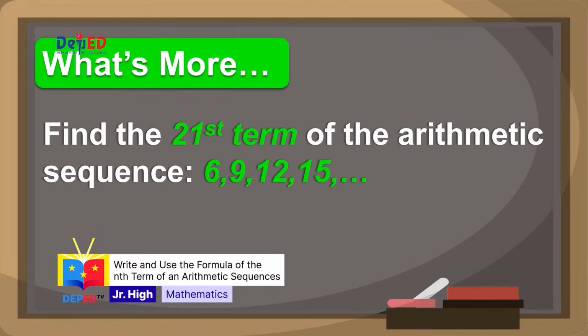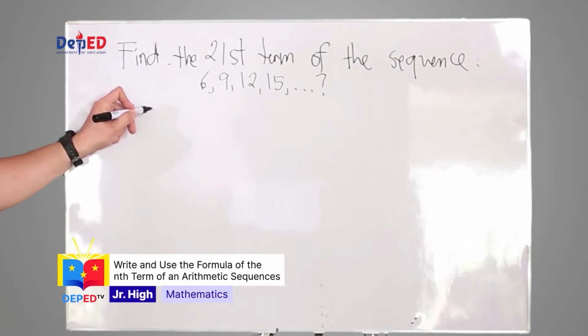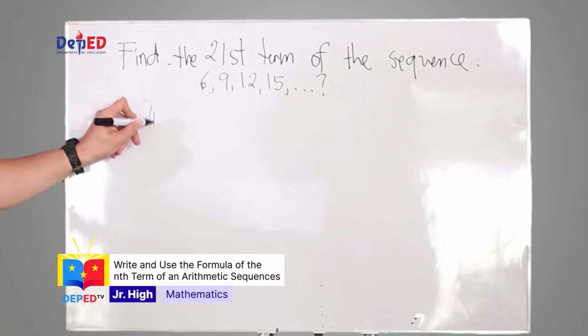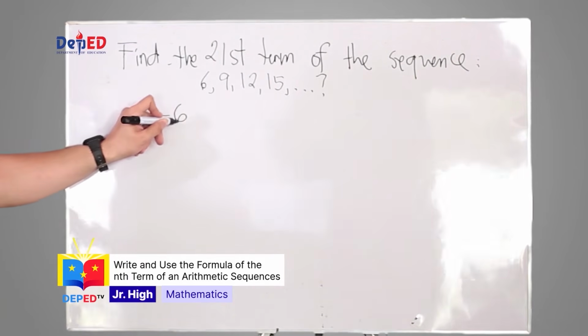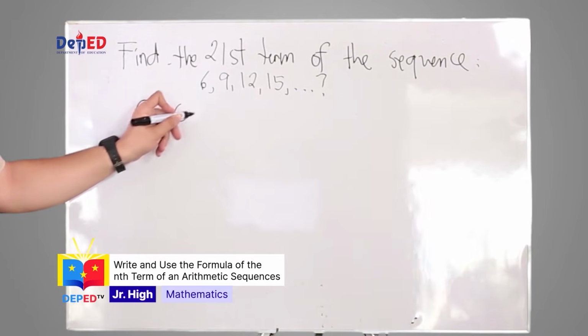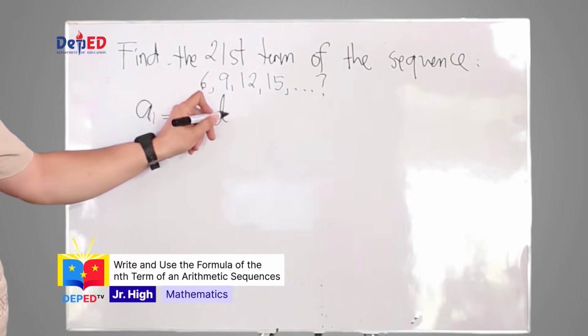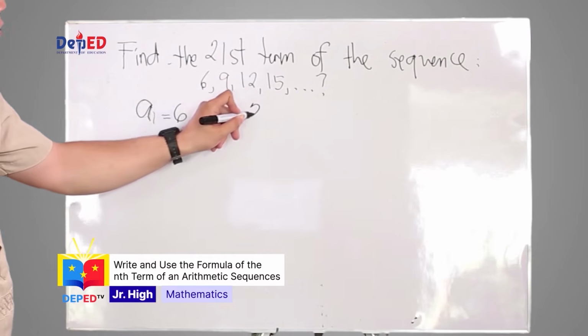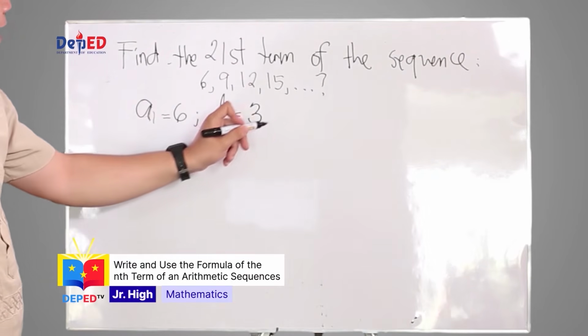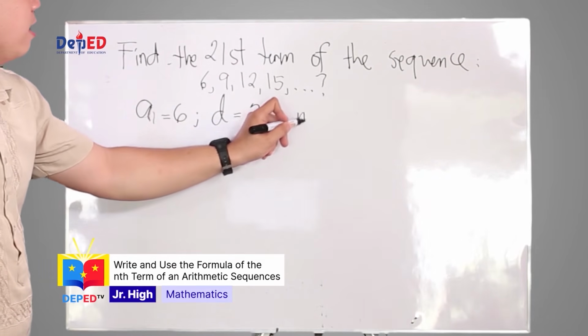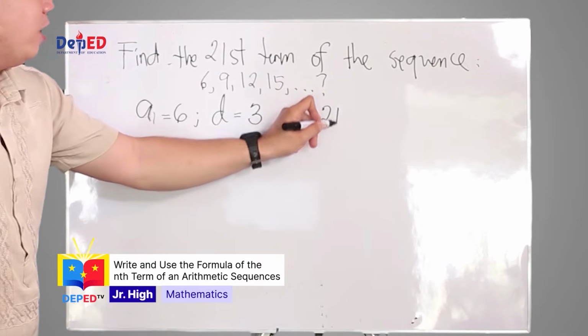From the sequence, we can see that our a sub 1, or the first term, is equal to 6. Our difference is equal to 3, and our n is equal to 21.